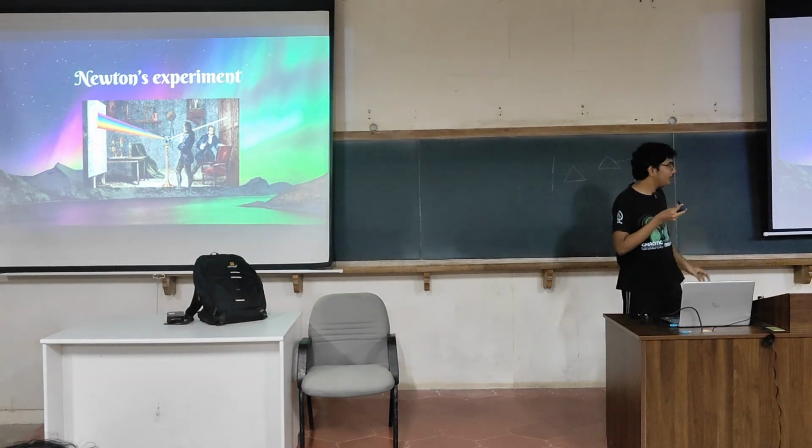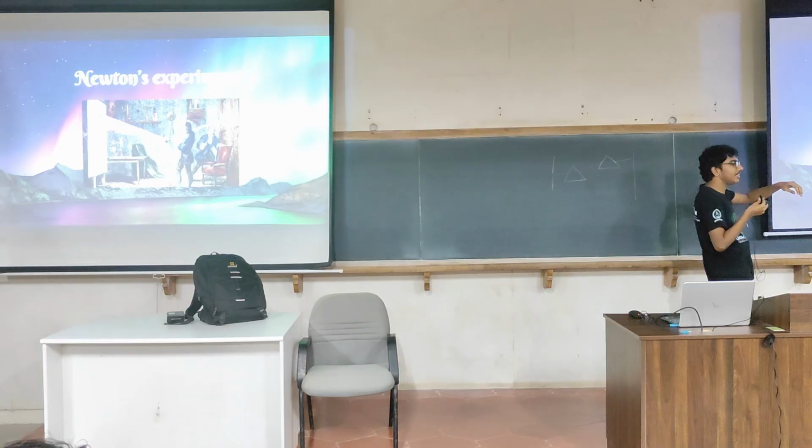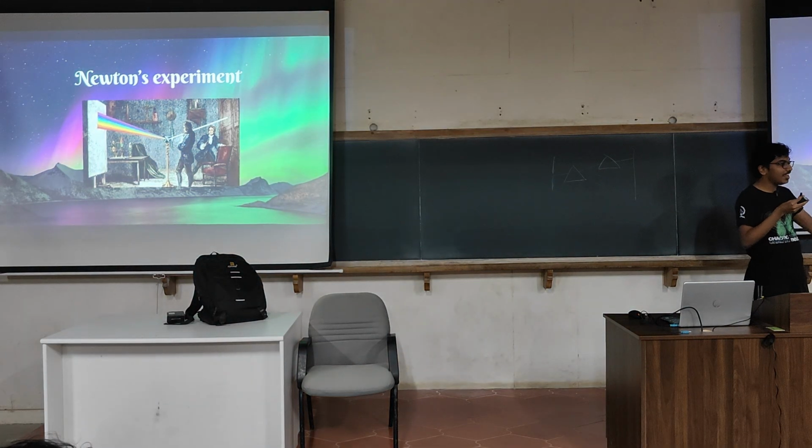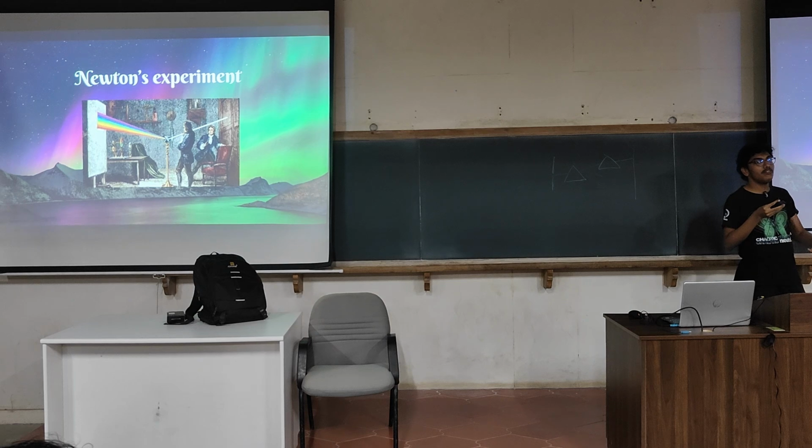Initially, when Newton found this, he distinguished 5 colors, and he also saw that the colors vary gradually. Newton himself was a holy man, and 7 is a holy number, so he just added 2 colors to make it 7. That is why there are 7 colors in VIBGYOR.